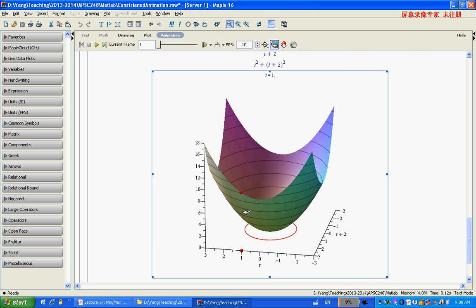At the minimum location, the constraint is tangent to what? To the level curve at that minimum location. Okay?